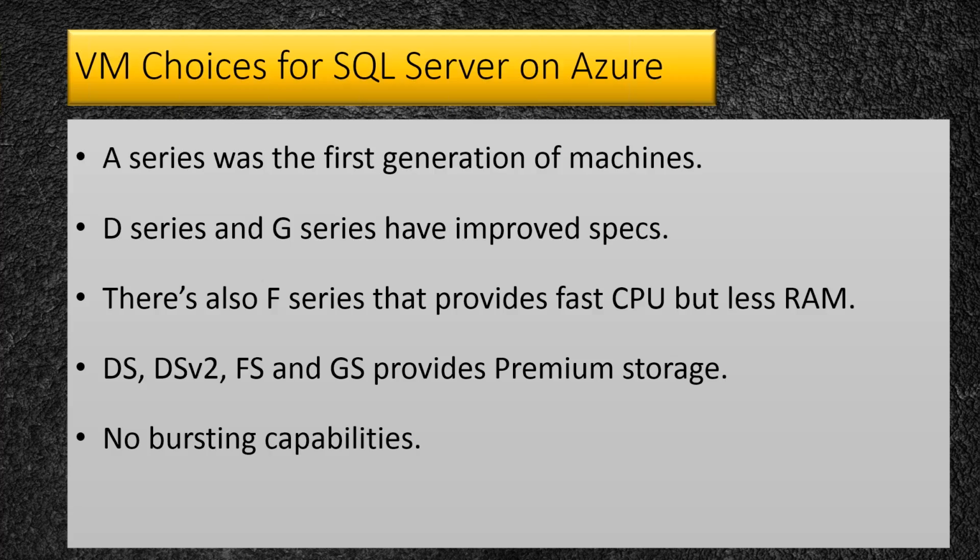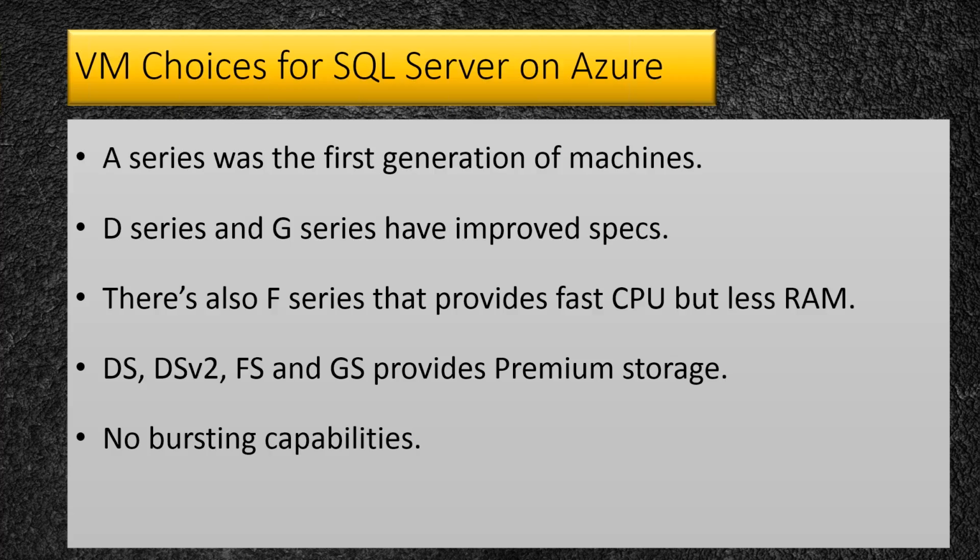Now there's also an F series. The F series could be a good general purpose SQL Server, but it's not necessarily the best performing one. The reason for that is it provides fast CPU, but it doesn't provide as much RAM as the D series or the G series. Okay. Now, when you see just the letter by itself, like A, D, G, or F, that's the base model. And when you add the S on it, that means they are capable of doing premium storage. So then we see there DS, DSv2, FS, GS. All these provide premium storage.